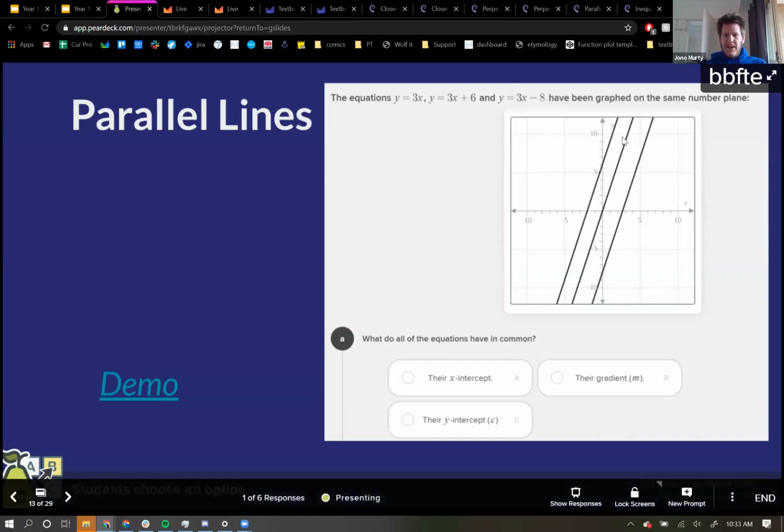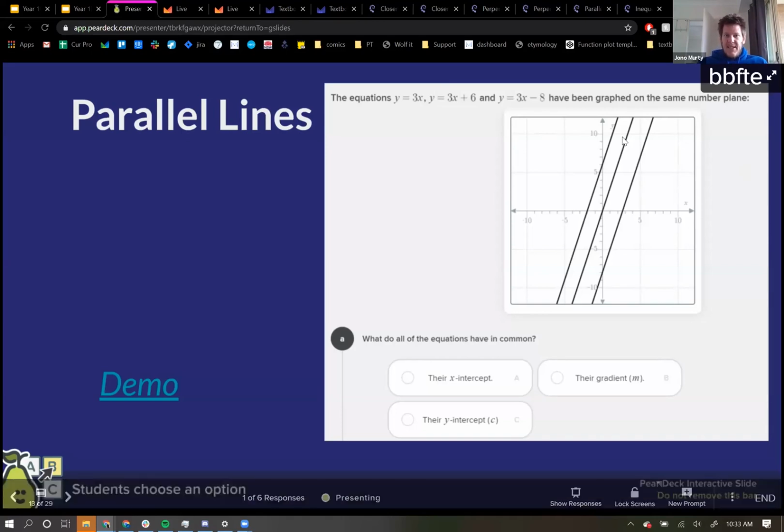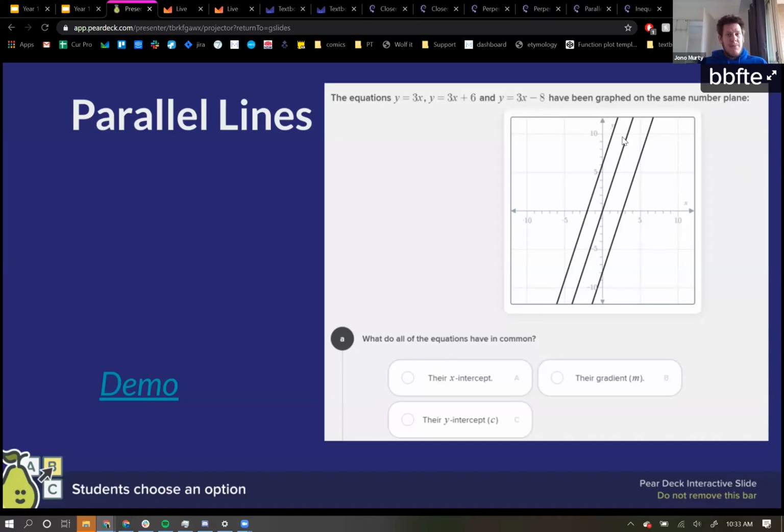So now we've got 3 lines graphed. Y equals 3x, y equals 3x plus 6, and y equals 3x minus 8. They've all been graphed on the same number line. What do all of the equations have in common? Or in fact, what do all of the lines have in common? Should be pretty easy now. This is sort of just a quick recap. You would have learnt this in previous years, but we're going to look at a bit more detail.